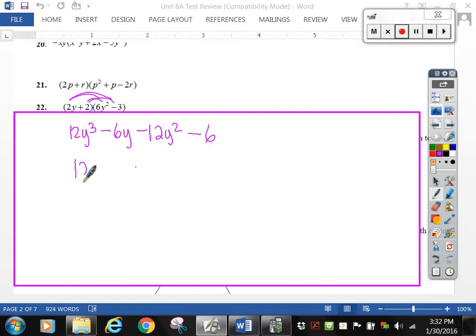Okay, so I'm going to rewrite this in proper order. 12y cubed minus 12. Is that a plus? That's actually a plus, isn't it? Okay, sorry, that's a plus. Yes. Okay, so plus 12y squared minus 6y minus 6.